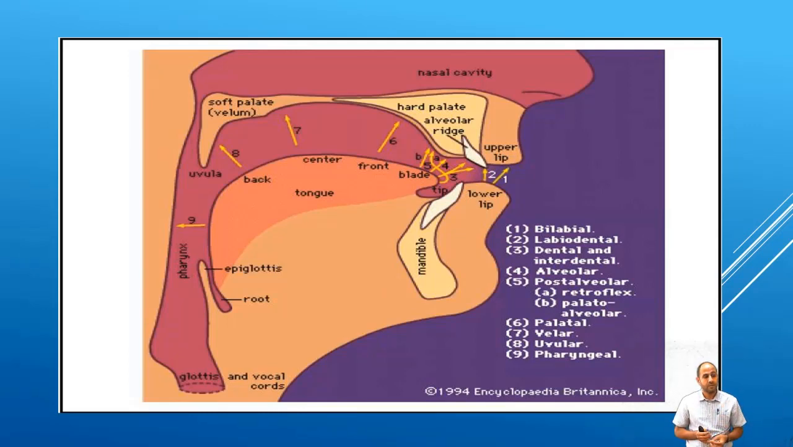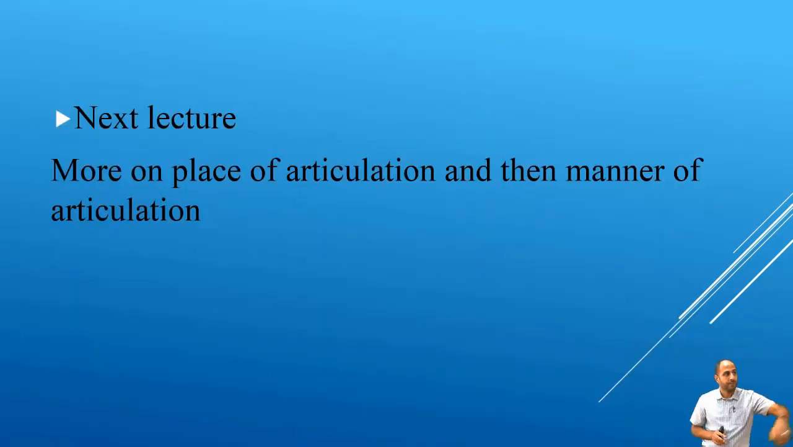Moving backward, we have the palatal in region number 6. In region number 7, velar consonants are produced, and in region number 8, uvulars are articulated. And in the very back part of the oral cavity, we have the pharyngeal region, which is represented by the pharynx, where pharyngeal consonants are produced.